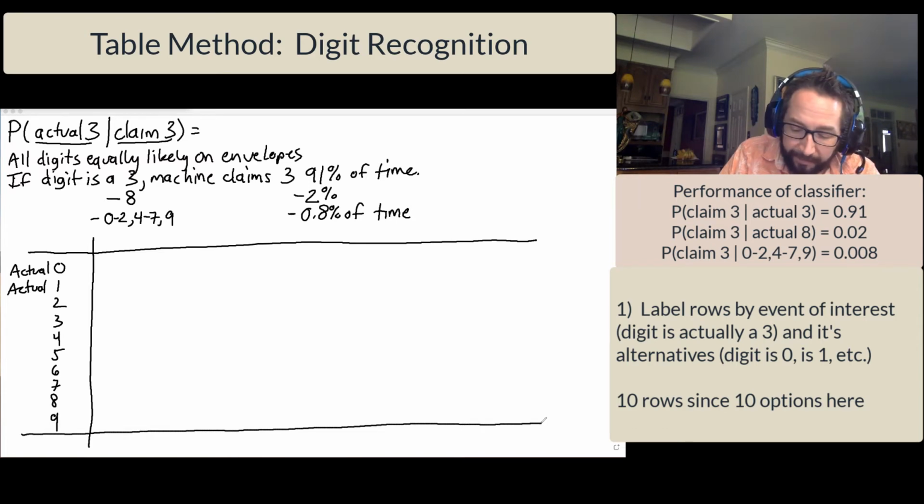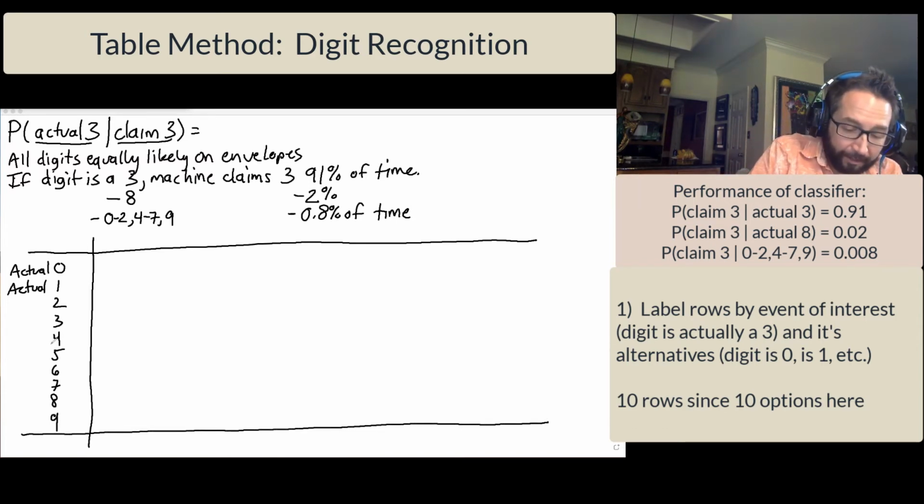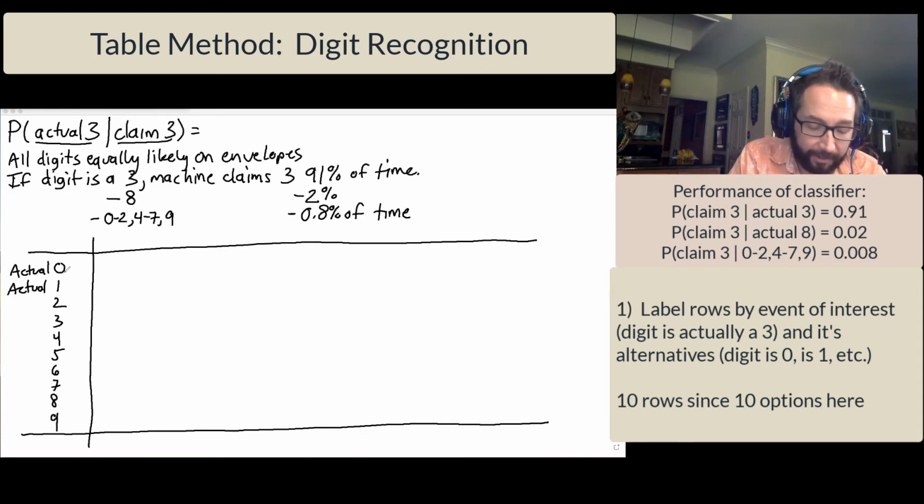So we're interested in if the digit's going to be a 3. The other possibilities that it might actually be, that's what we always label all the rows: the event of interest and its alternatives.